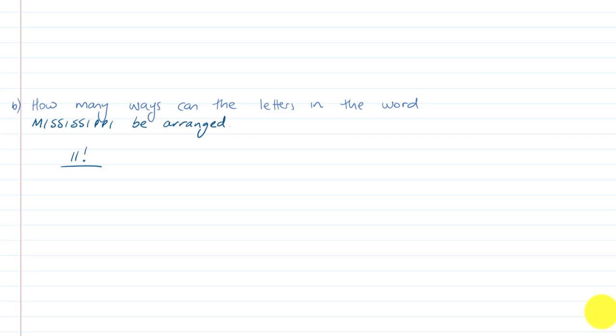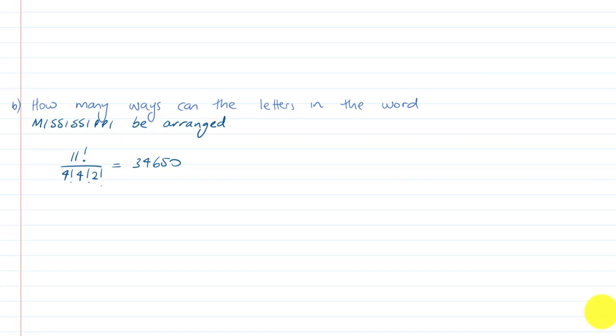So there are 4 S's, there are 4 I's, and there are 2 P's. And so we end up with 11 factorial over 4 factorial, 4 factorial, 2 factorial, which is going to be something a little bit larger. And we could simplify this, but I'm just going to put it straight into my calculator. And that comes out as 34,650.